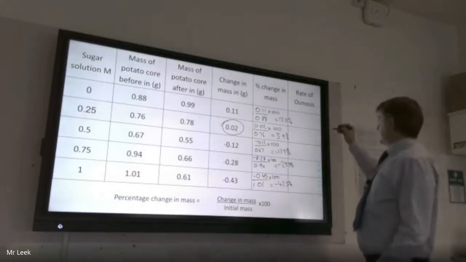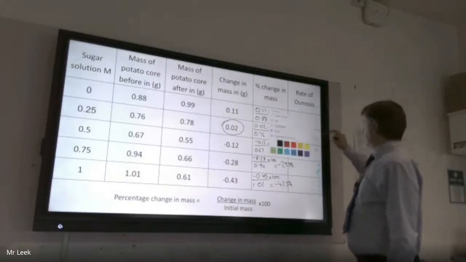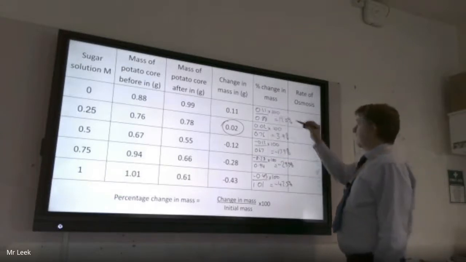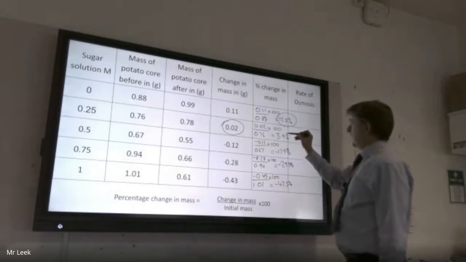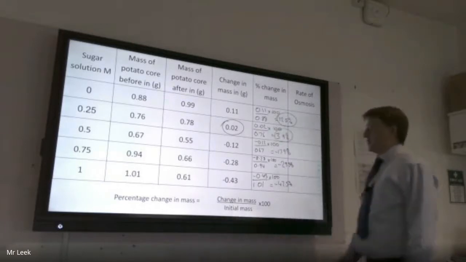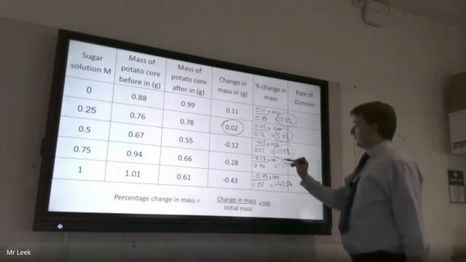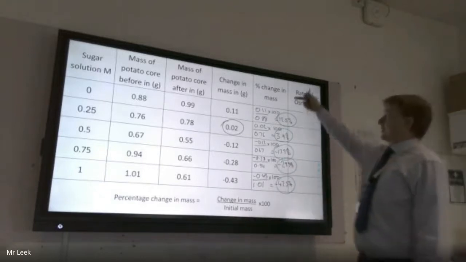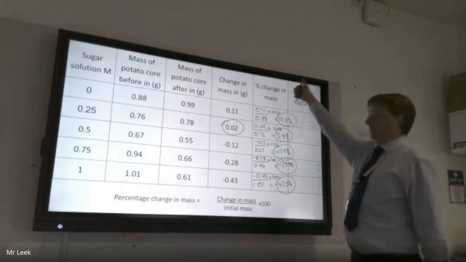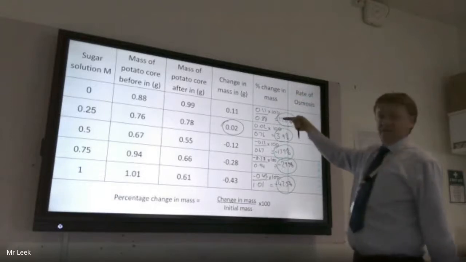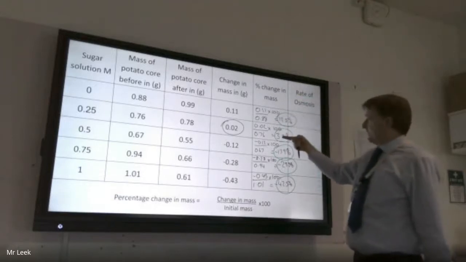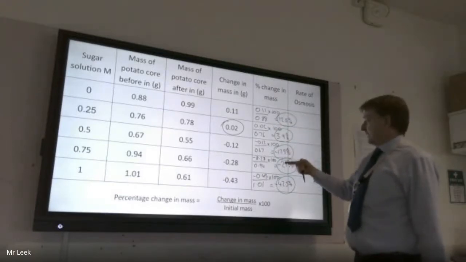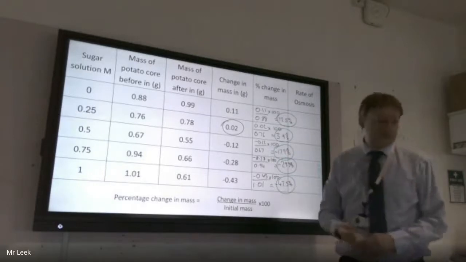Okay, so the key numbers that you've got down here now, hopefully Scarlett can see them. In fact, I'll do them in green. The key numbers that should be in those boxes are both positive, that one, and that one. They show the percentage change in mass. You can see that's got heavier, so therefore water's gone in. That's got heavier, water's gone in, but not as much as that one. That one's got lighter, that one's got lighter, and that one's got lighter.